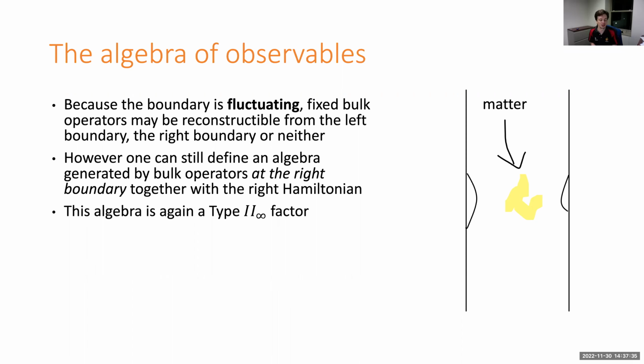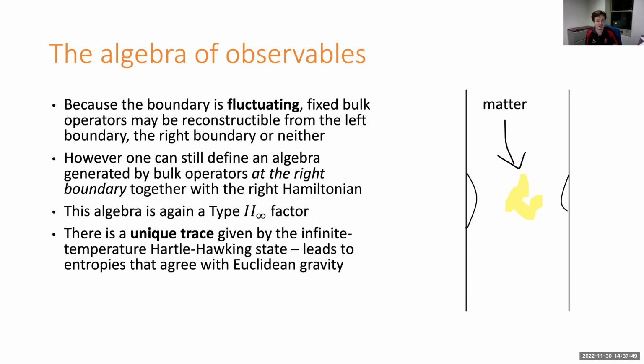Turns out that this algebra, again, appears to be a type 2 infinity factor. And we also have that the two boundary algebras are each other's commutants, and there's a nice thing that goes through. Because it's a type 2 infinity factor, it has a unique trace. And it turns out that this unique trace is basically taking the infinite temperature limit of the expectation value in the Hartle-Hawking state. The Hartle-Hawking state is the state you'd get with the Euclidean path integral.